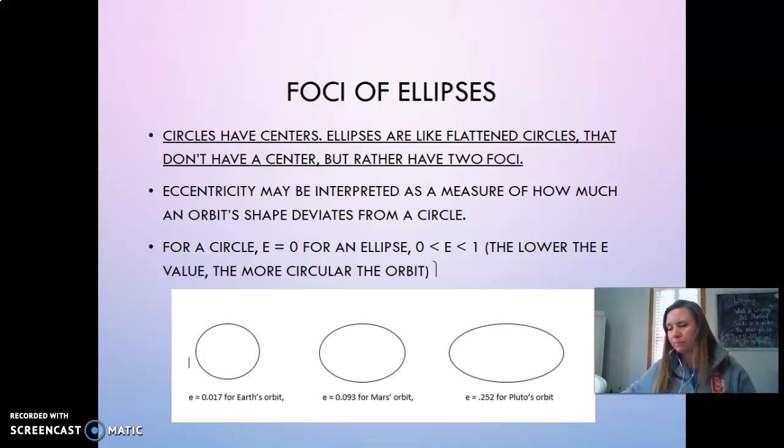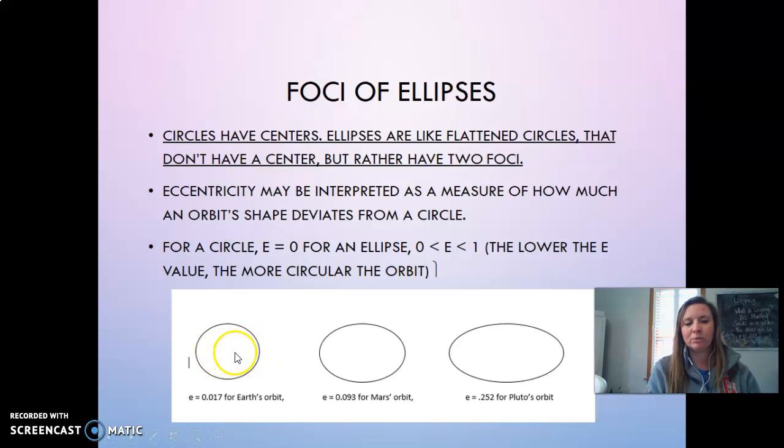Yep, there it is. Circles, so they have a center to them. So let's look at this picture here. So this circle has a center. So therefore, once again, actually this is not a perfect circle. It's telling me the eccentricity is 0.017. So this is actually the Earth's orbit. I should read this before I just tell you this. So circles have a center. So therefore, they are perfectly shaped all the way around. They're the same. Where ellipses are like flattened circles that don't have a center, but rather 2 foci.